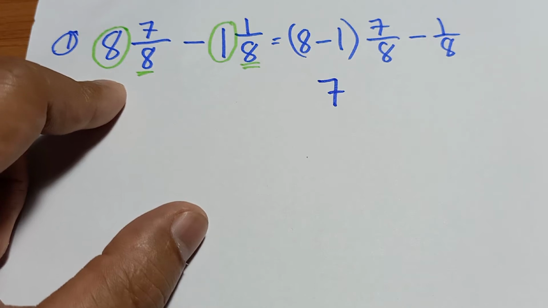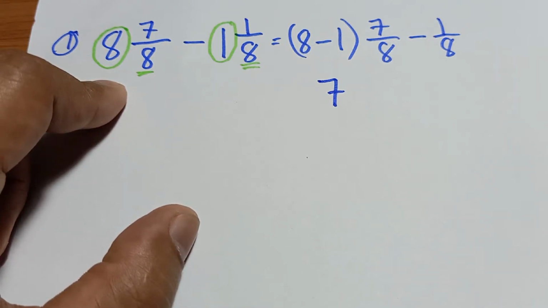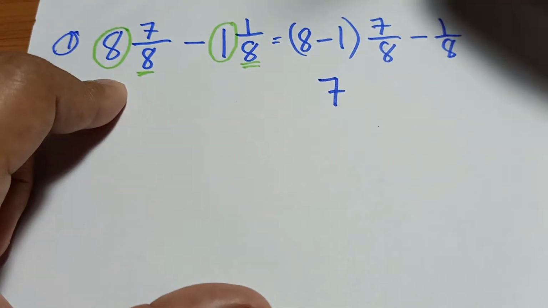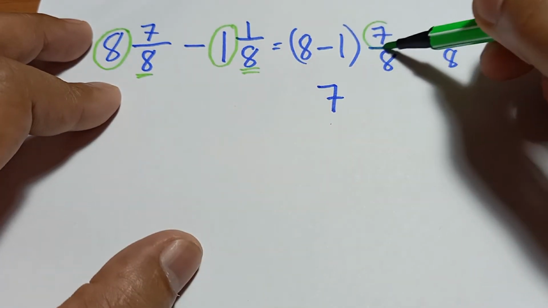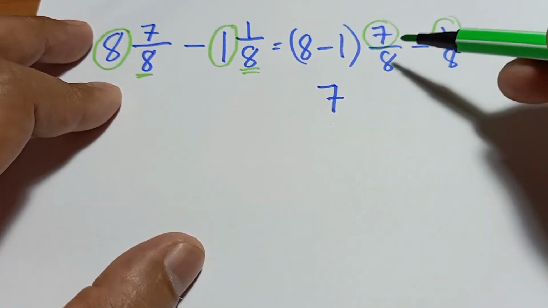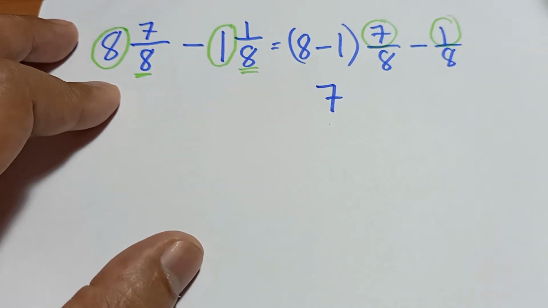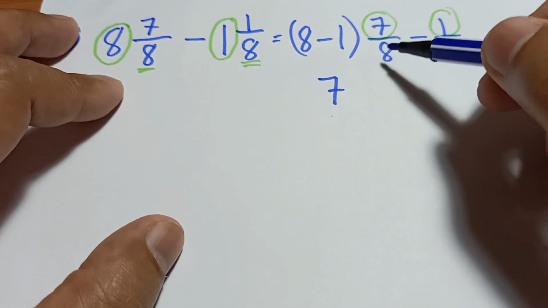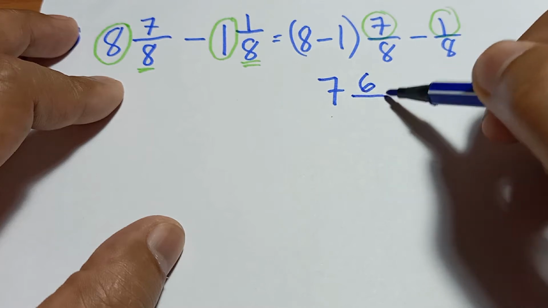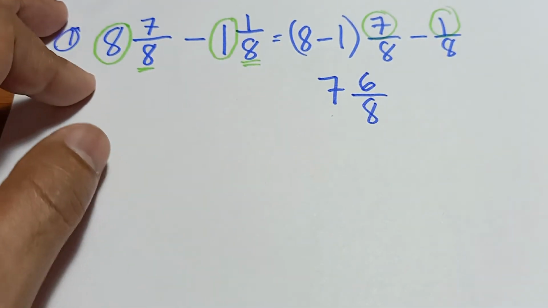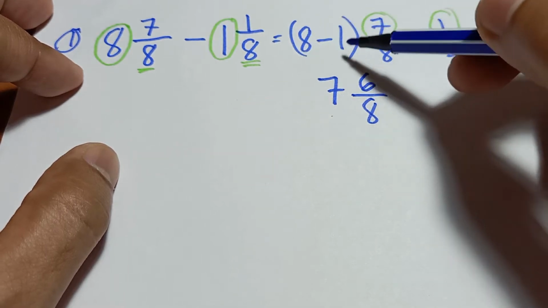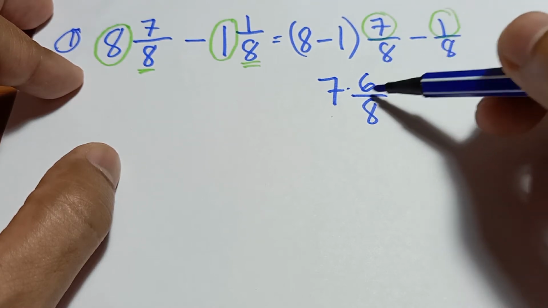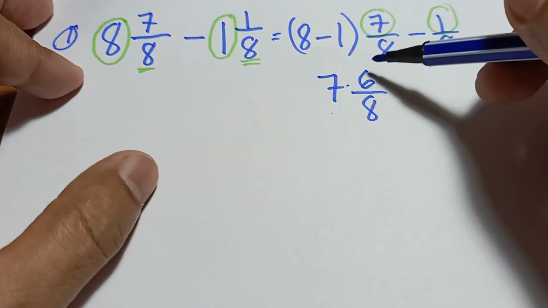In my previous video, the subtraction of fractions with the same denominator, we just subtracted the numerators, because the denominator is the same. So what is 7 minus 1? It is 6 over 8. But we can still simplify 6 over 8.